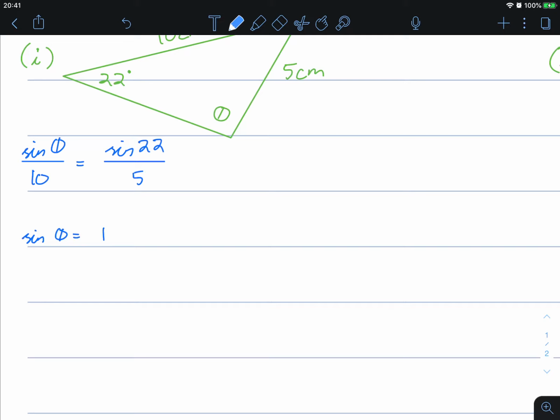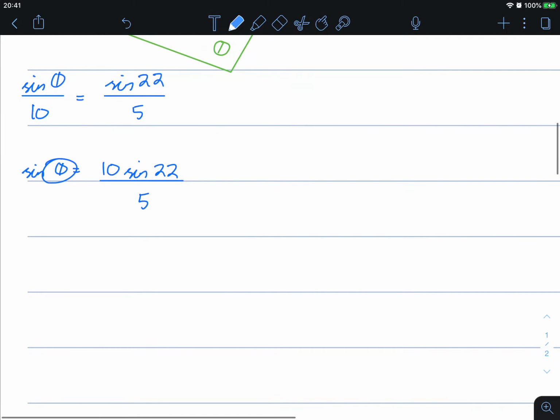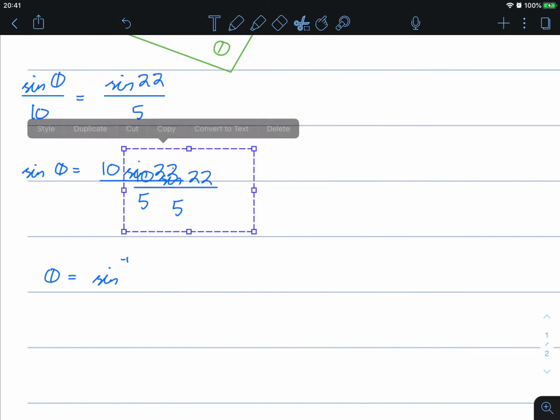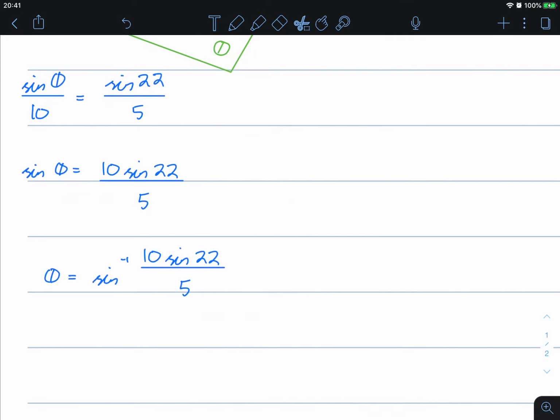sine theta is equal to 10 sine 22 over 5. Solving for theta, taking the inverse sine of both sides, take sine inverse of everything here. Let's move everything up a little bit. And solving this, let's take a look.